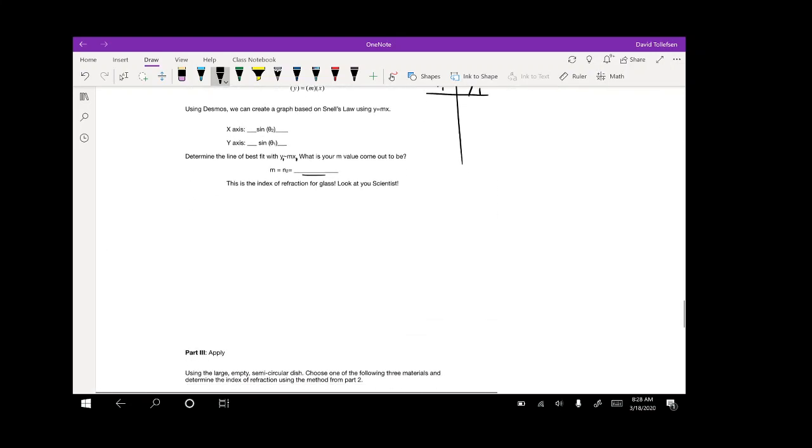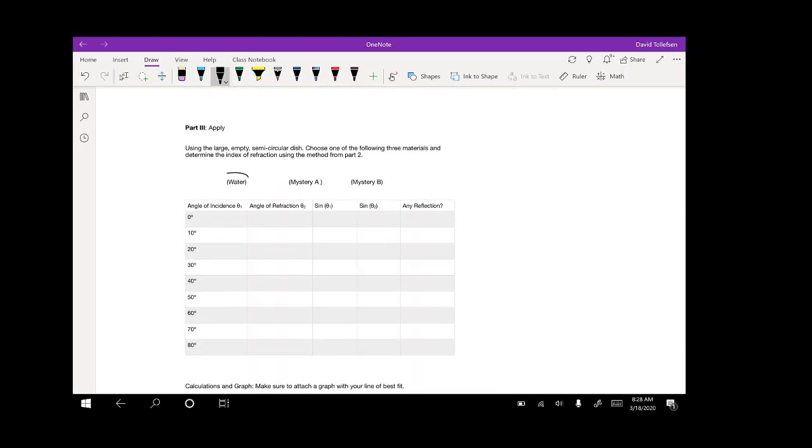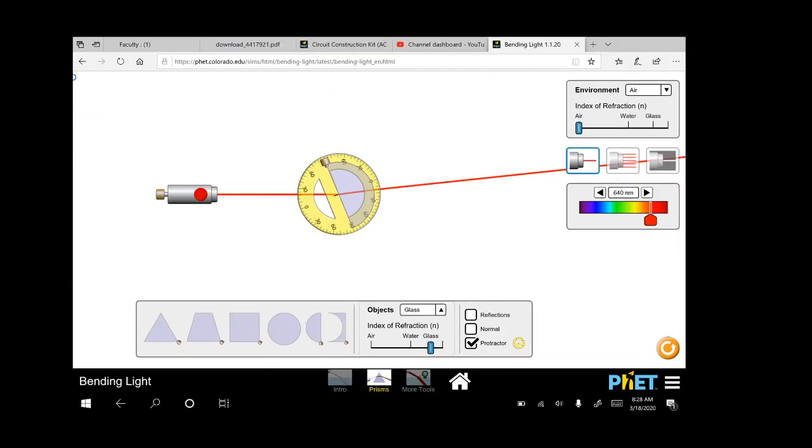Give it a shot. Once you have done that, you get to choose the next one. So there are 3 different substances, and I just want you to run through it again so you can choose water, mystery A, or mystery B, right? And, you know, use your different lines. So you have to change the angle.